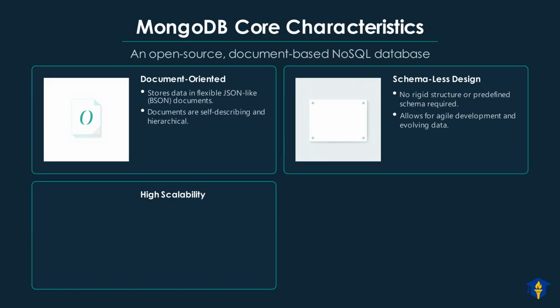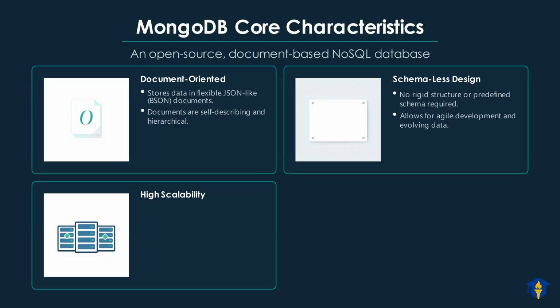We also note MongoDB's high scalability, which is crucial for modern applications dealing with large data volumes. It easily handles large-scale applications by efficiently managing and distributing massive amounts of data across systems. This database specifically supports horizontal scaling, distributing data across multiple servers to enhance performance and capacity.